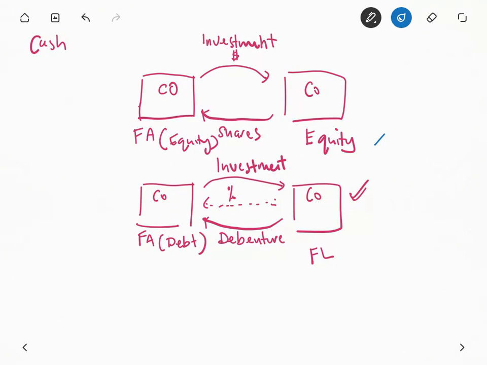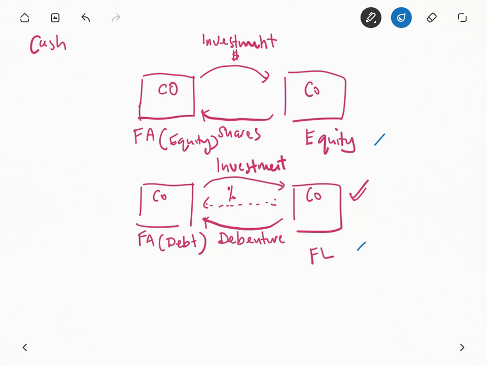If you have contractual obligation to deliver cash, must be financial liability. Debt, loan. These two examples, share and debt, loan, very clear cut: equity, liability.